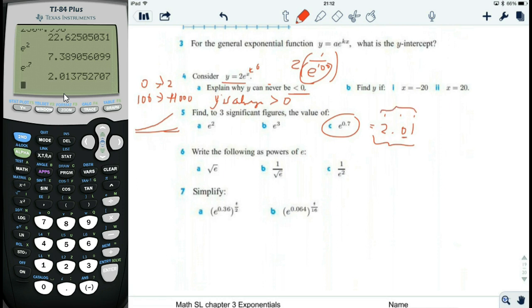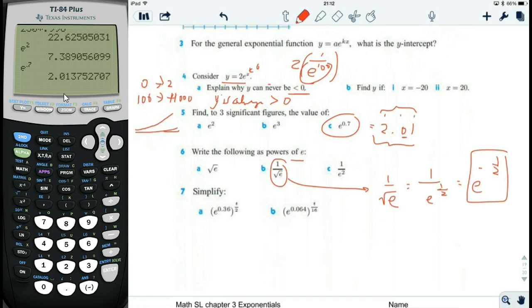Okay, write the following as the power of e. I think the trickiest one is probably this one, so we'll do this one first, okay? So we'll have 1 over square root of e. Well, square root of e is e to the 1/2, right? And now it's the inverse of e to the 1/2, so we could say e to the negative 1/2. And then we're just done, okay?